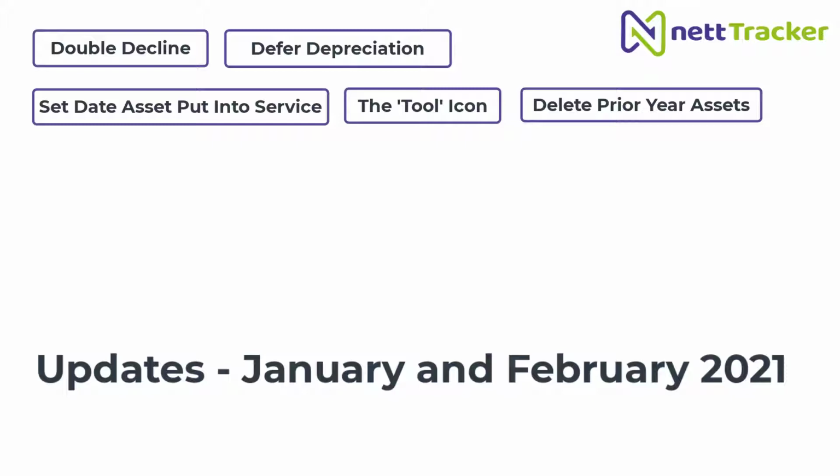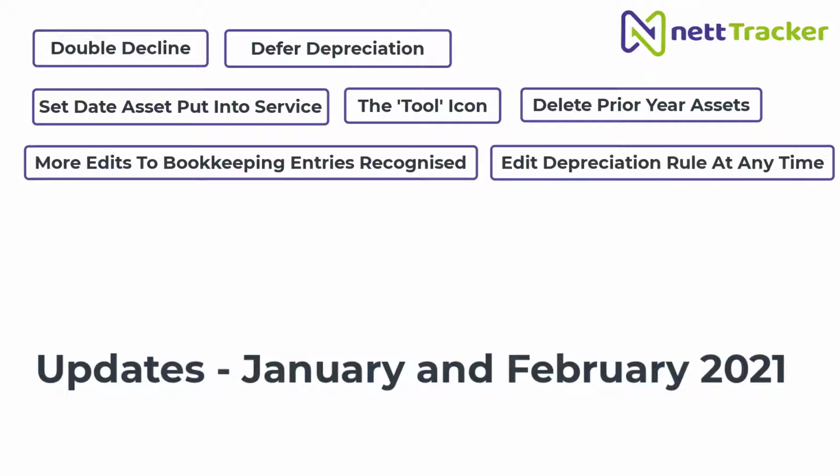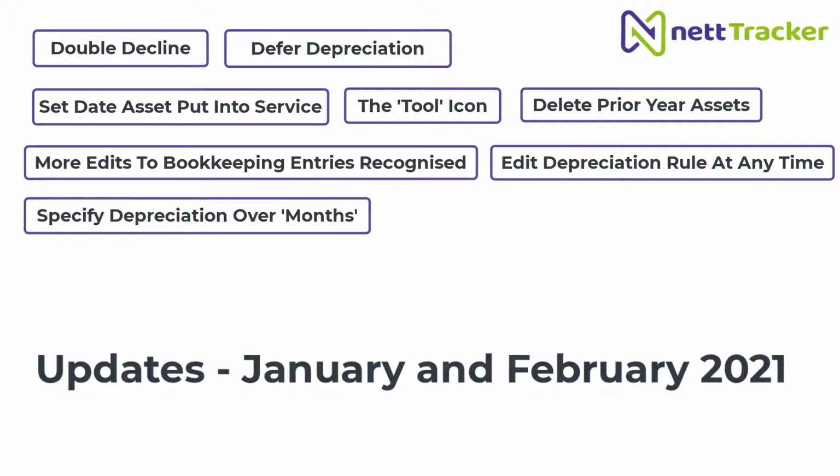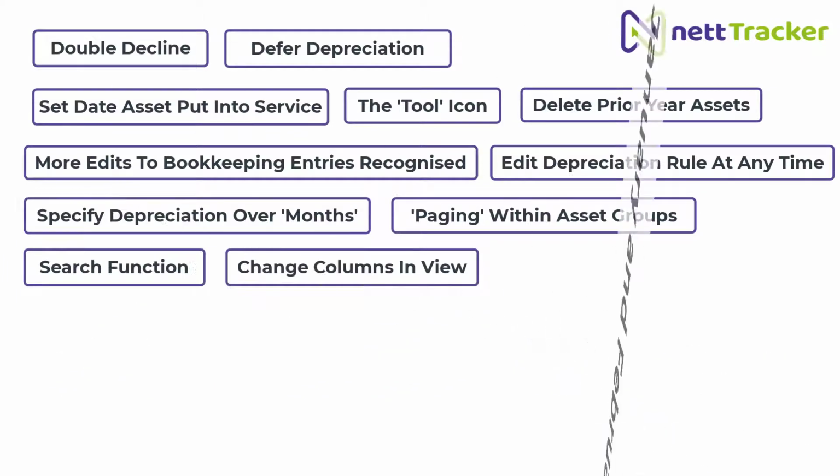More changes are recognised if bookkeeping entries have been changed. You can now change the depreciation rule at any time. You can also specify your depreciation to run over a number of set months. Paging is now available within each asset group, and there's a search function too. And you can change the columns which are in view.